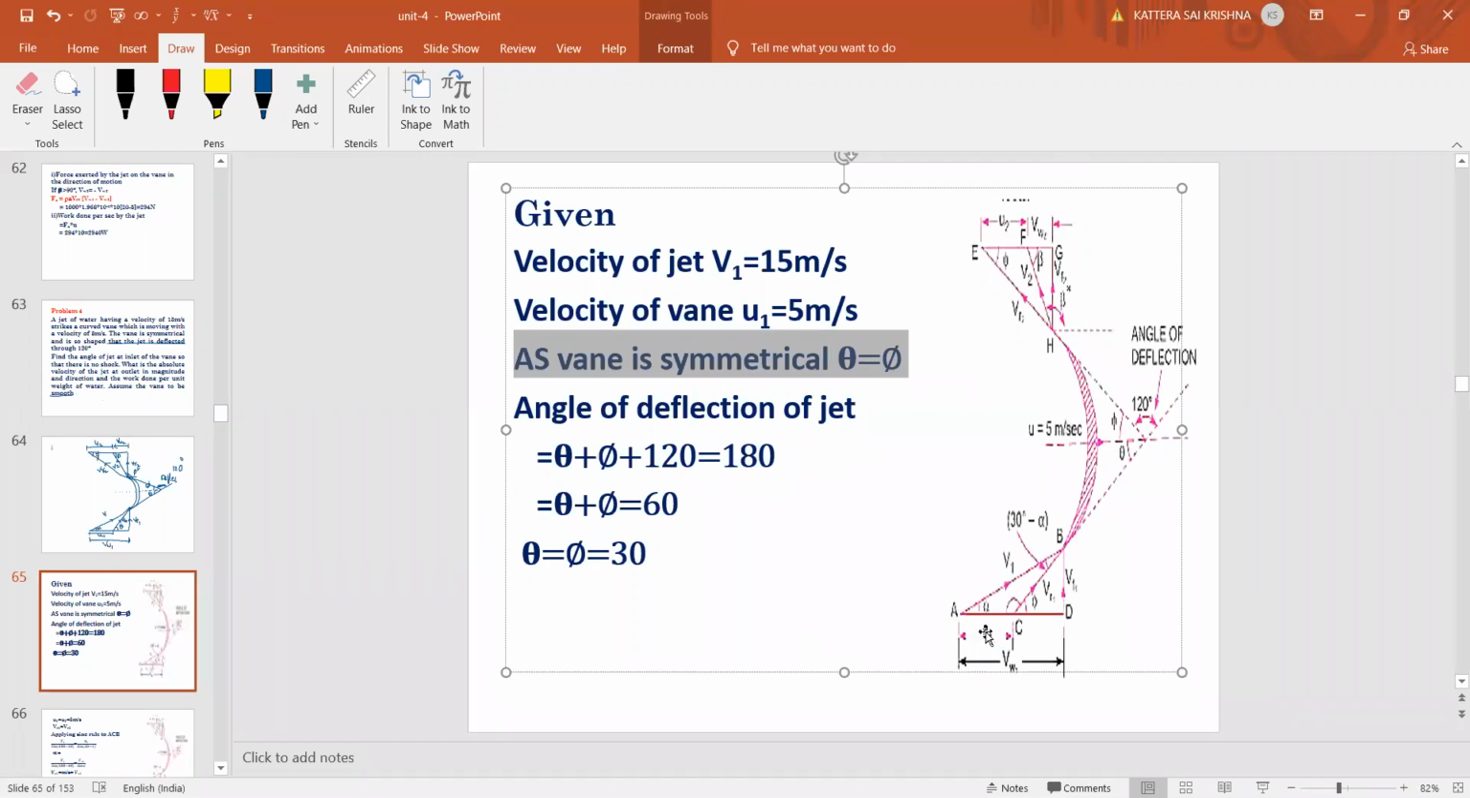For finding theta and phi, you can use this deflection angle. The angle of deflection is 120. For this VR1, the total angle here is 180 degrees, so the sum of these three angles is always 180 degrees. Theta plus phi plus the deflection angle gives 180 degrees. So theta plus phi plus 120 equals 180 degrees, so theta plus phi equals 180 minus 120, which is 60. Since it is symmetrical, theta and phi are equal, so both will be half of 60. So theta equals phi equals 30 degrees.